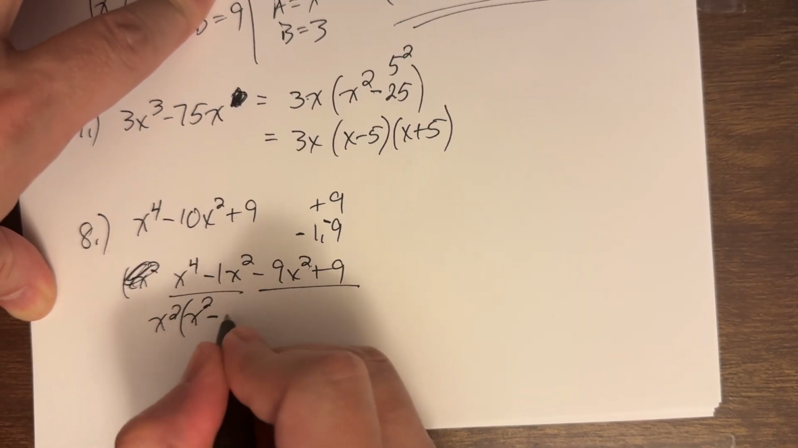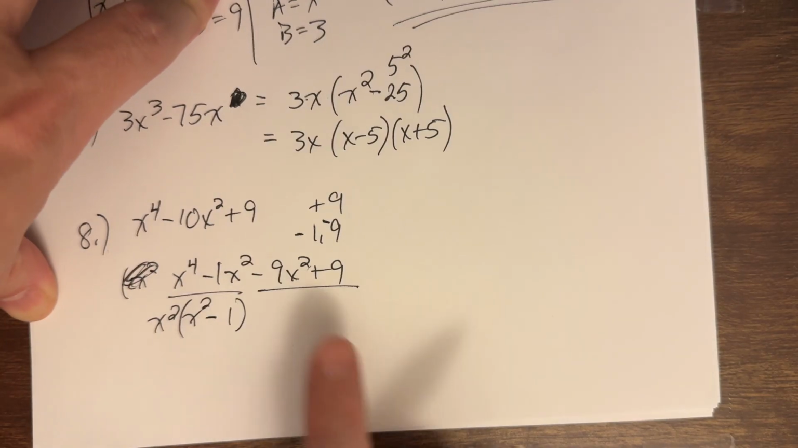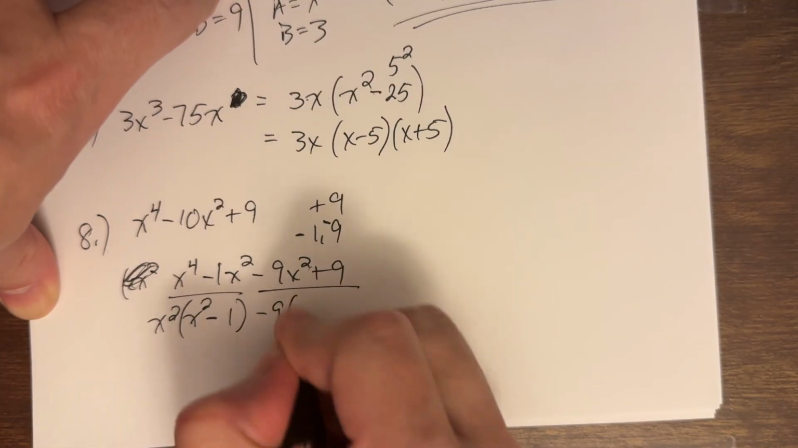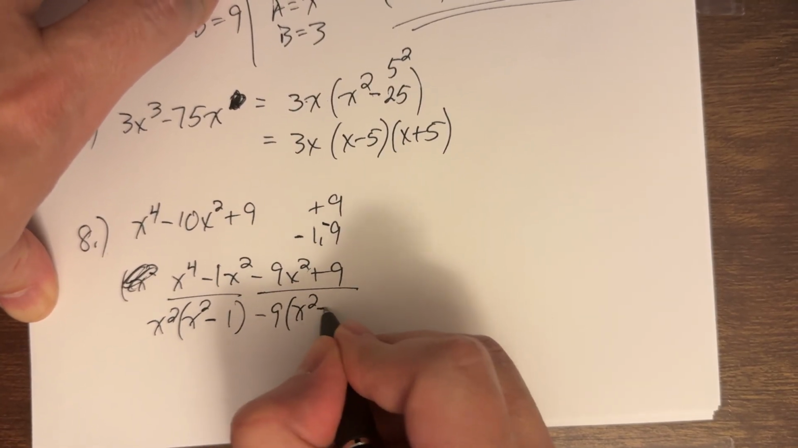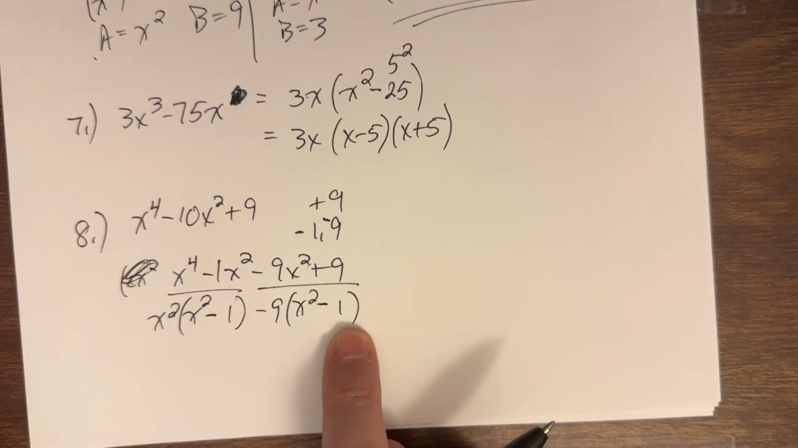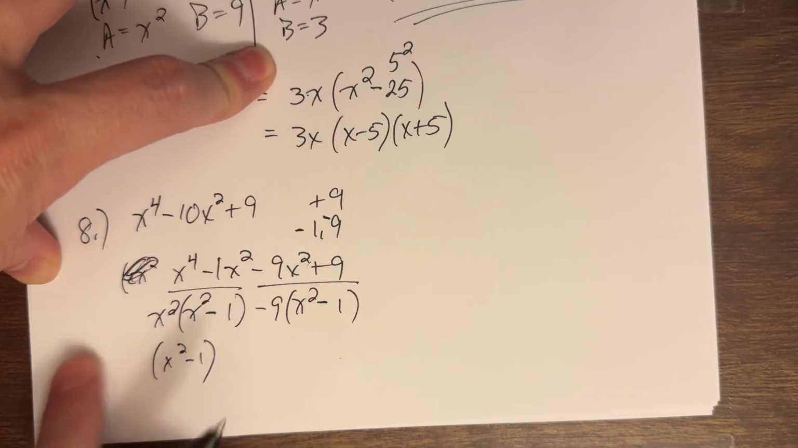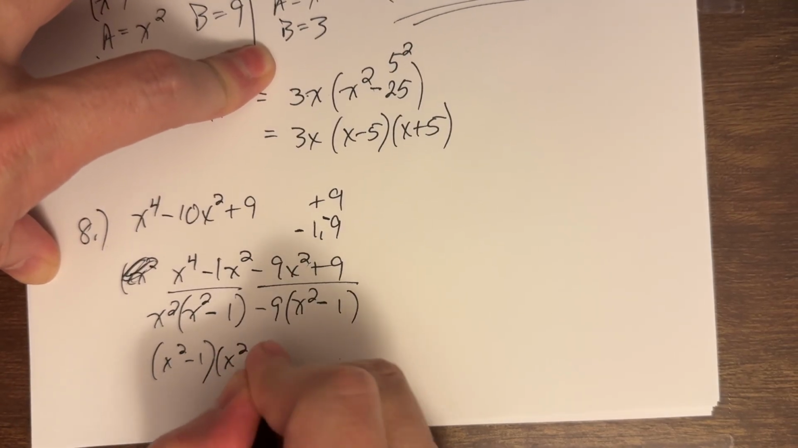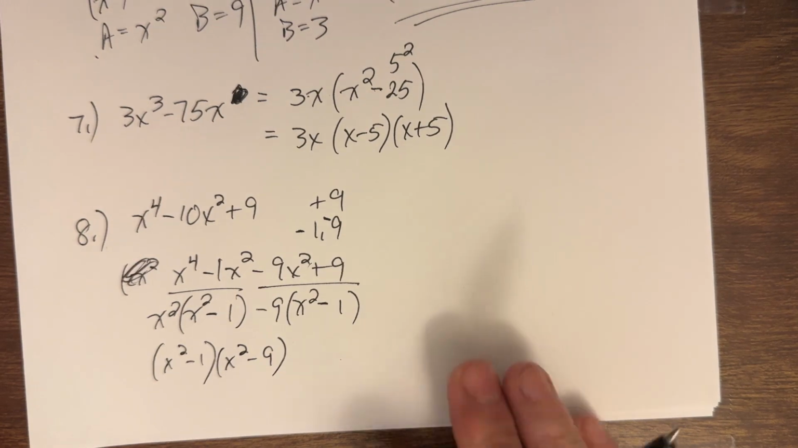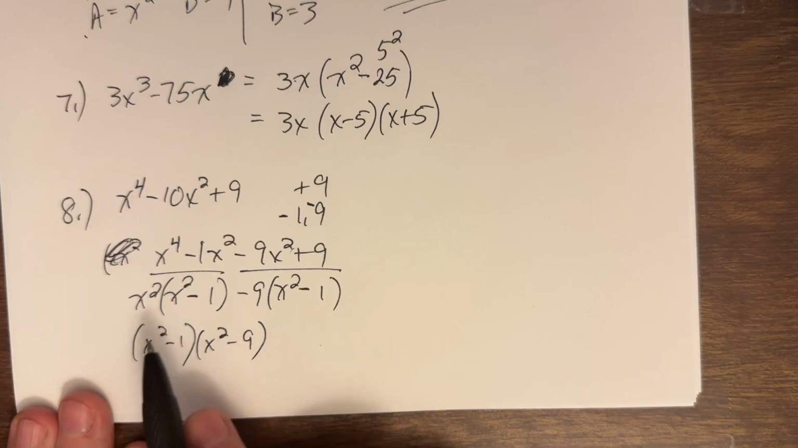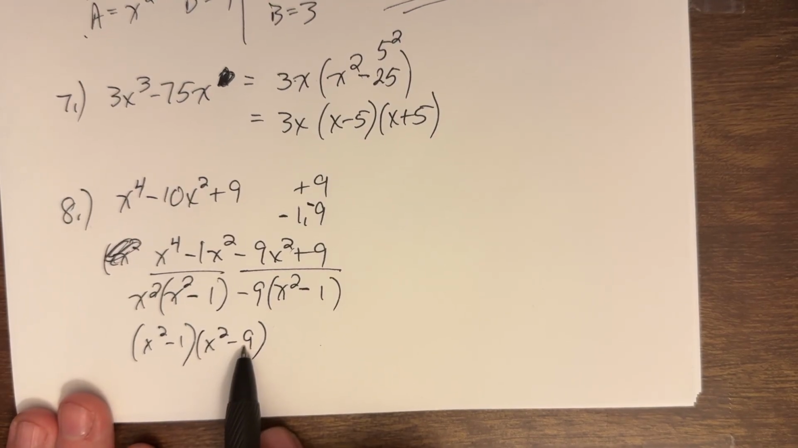X squared left, -1 left. Over here, 9 as my GCF. Take the minus with it. X squared left here, -1 left here. X squared minus 1, common factor comes out. X squared minus 9, what's left behind? So it was a little bit of a harder trinomial, but here's the real big thing, everybody. What's left? That and that, both of them are difference of squares.